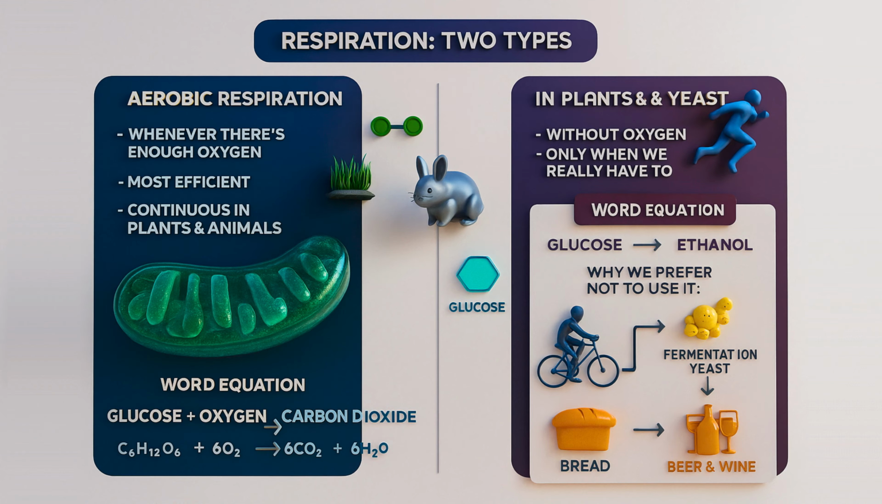The final topic to discuss is anaerobic respiration in plants and yeast, which differs slightly. In this case, the word equation is glucose produces ethanol and carbon dioxide, and in yeast this process is specifically called fermentation. This biological process can be utilized in various industrial applications. For instance, when making bread, we add yeast to the dough so that the carbon dioxide it releases forms tiny bubbles of gas that make the bread rise and give it a light, airy texture.